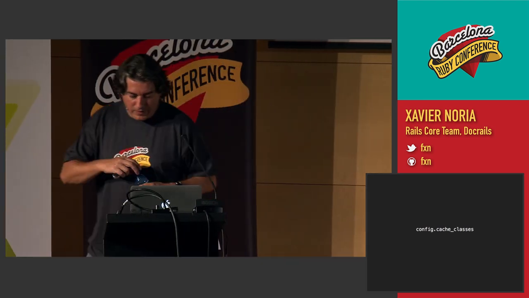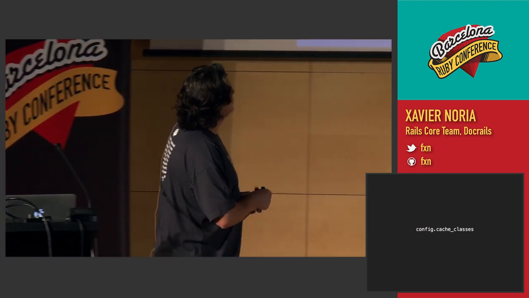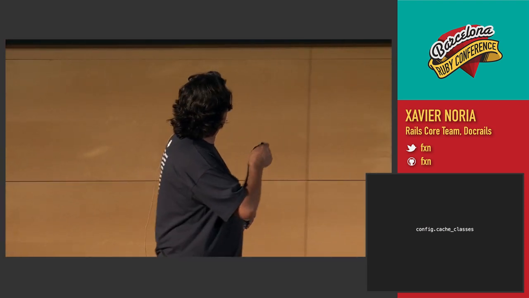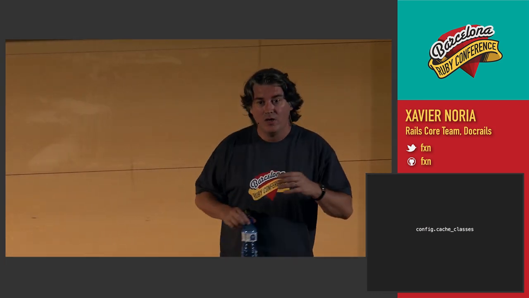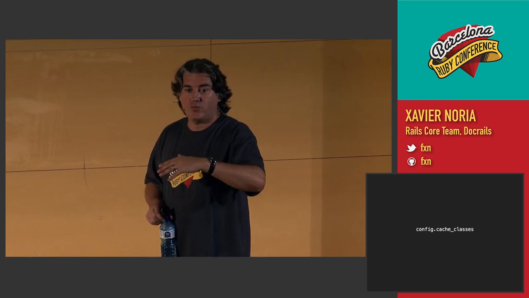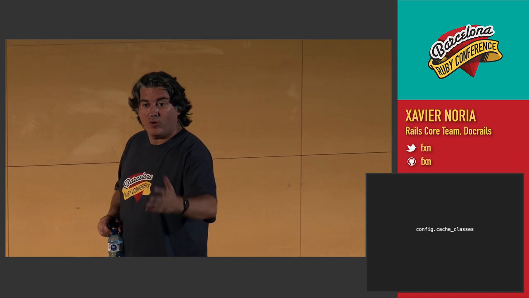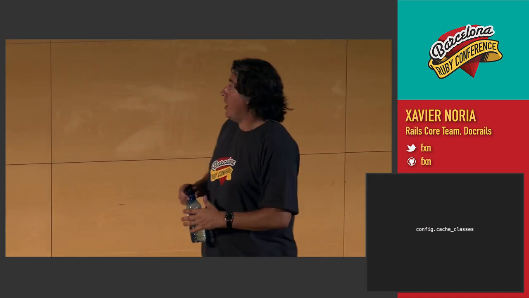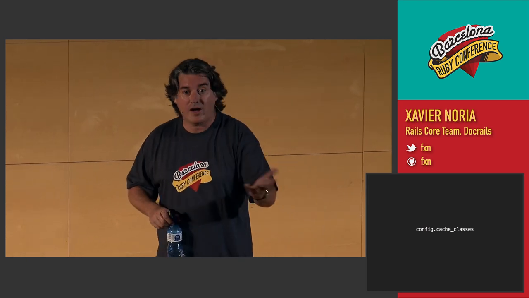All right. Yeah, I think I can finish the presentation. So, request flow. Request flow depends on cache_classes. cache_classes is the flag that says whether you want your classes to be reloaded or not, which in development mode, by default, is false. And in production mode, you don't have code reloading.